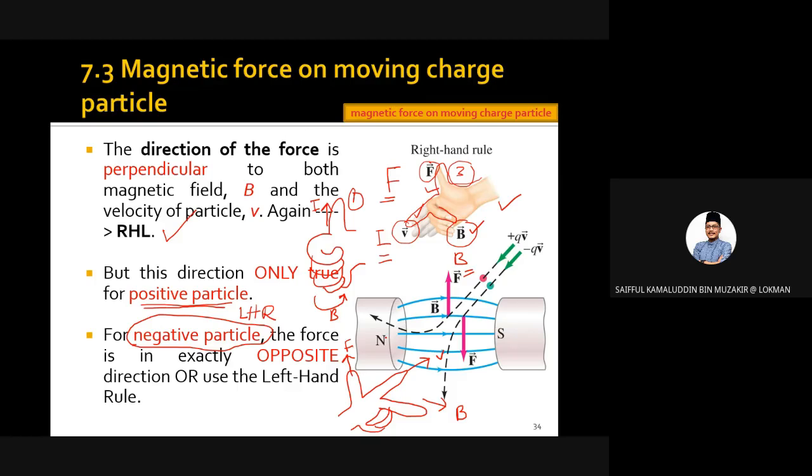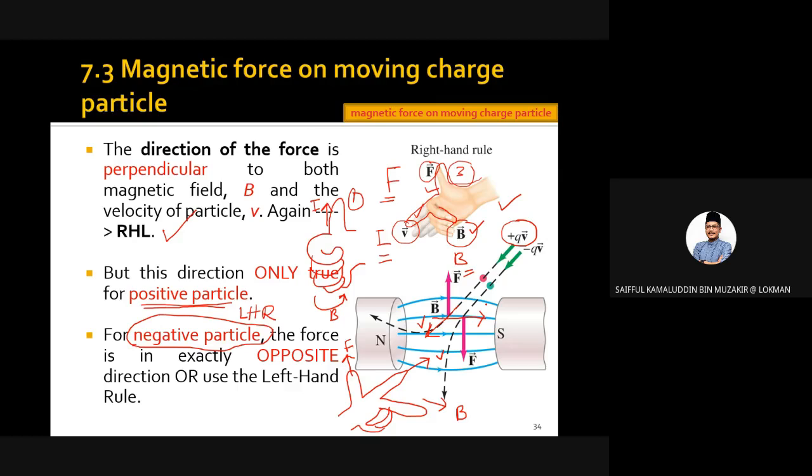Okay, so let's see this example. This example shows a positively charged particle. It moves in this direction, meaning that this is the V. For a positively charged particle, use the right hand rule. And this is the B, in that direction. Now, using your right hand rule, try to determine the F. Let's see whether the F is upward or downward.